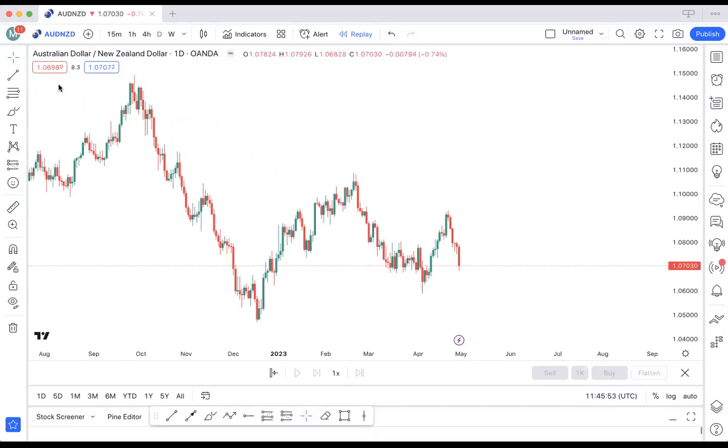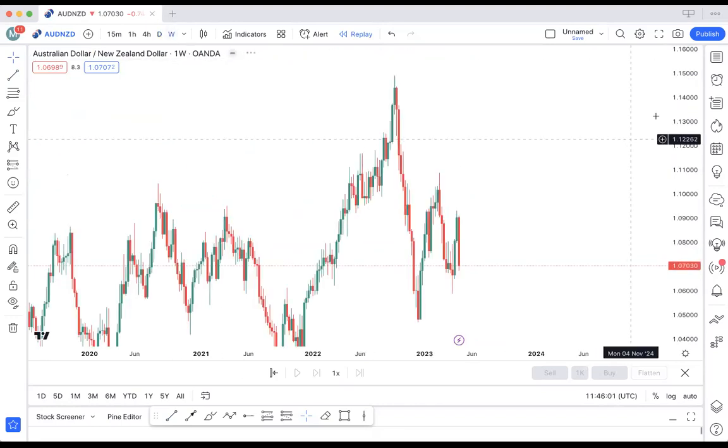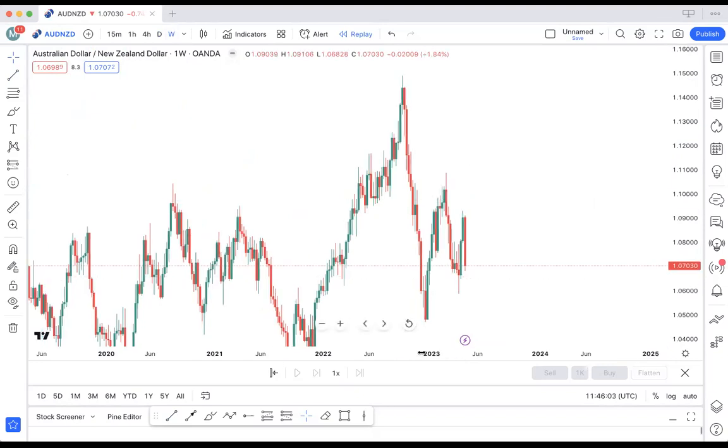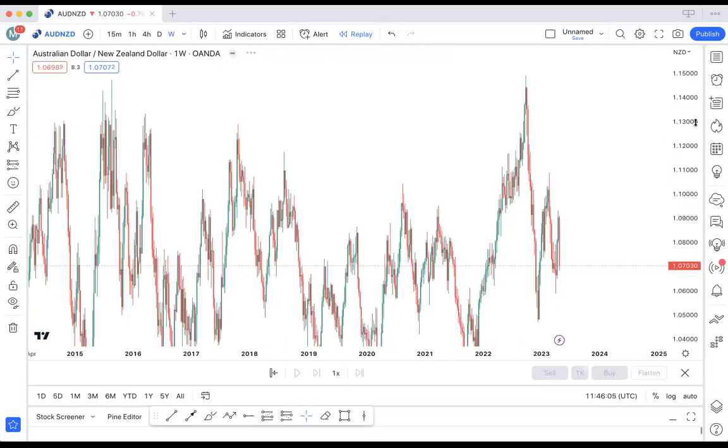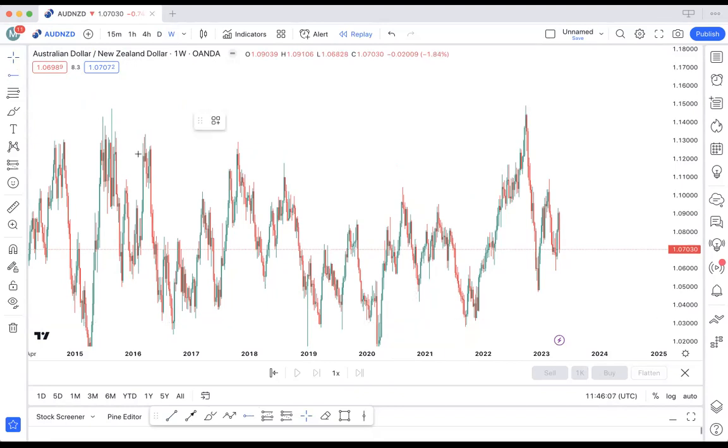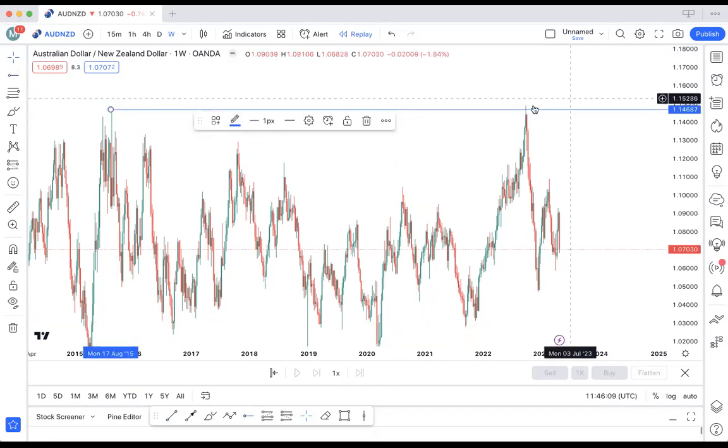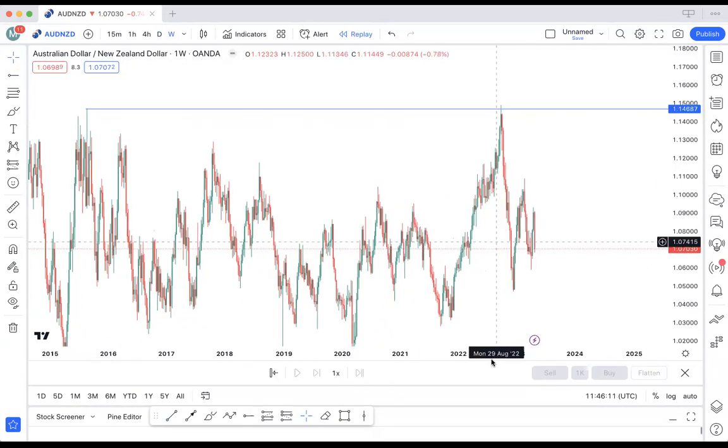Now let us jump on to our next pair, which is the Australian dollar over the New Zealand dollar. Let's jump on to our weekly time frame. Now, on our weekly time frame, what is happening over here? So we can see price failing to break out from this area and giving us what? Candle confirmation.